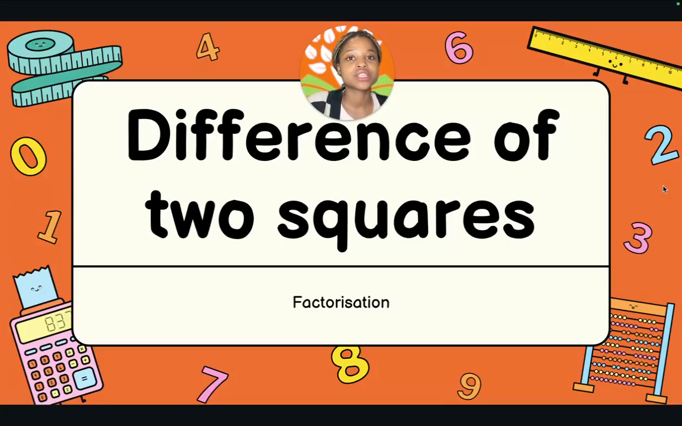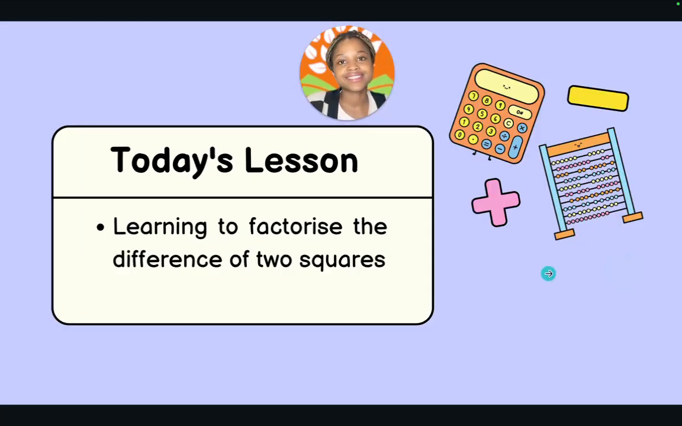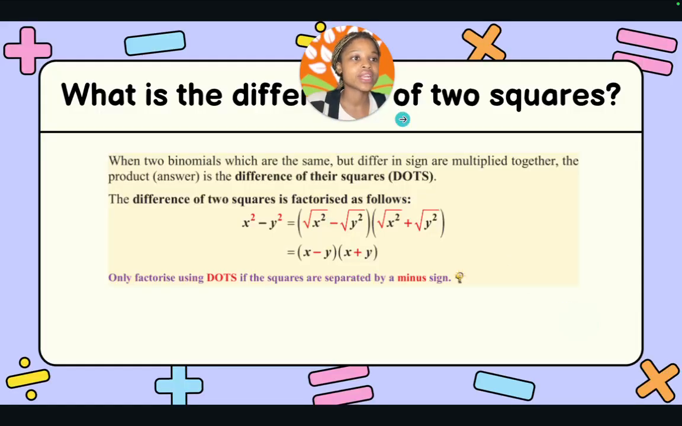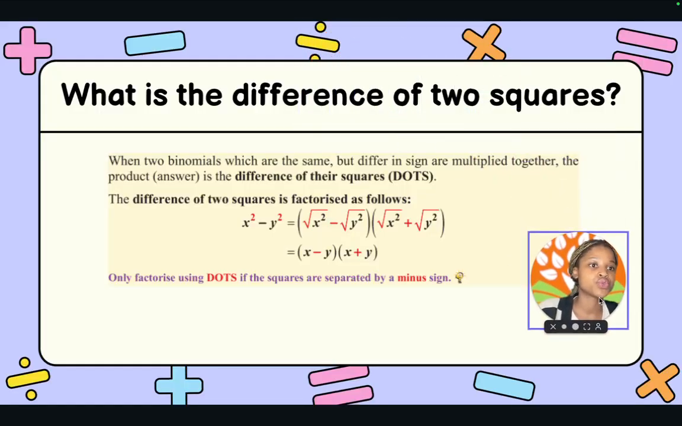Today we're diving into the difference of two squares, so we're learning to factorize the difference of two squares. So in today's lesson, we're going to learn to factorize the difference of two squares. So what is the difference of two squares? This is when two binomials which are the same but differ in sign are multiplied together. The product is the difference of their squares.